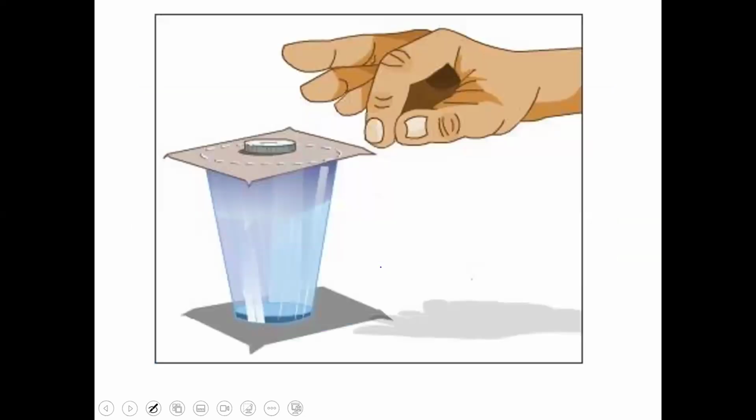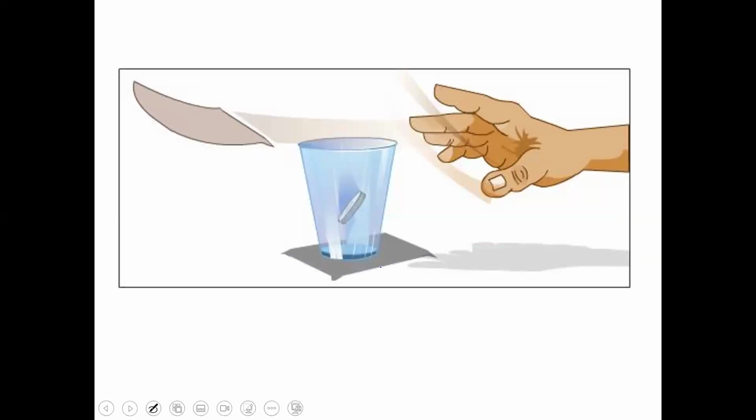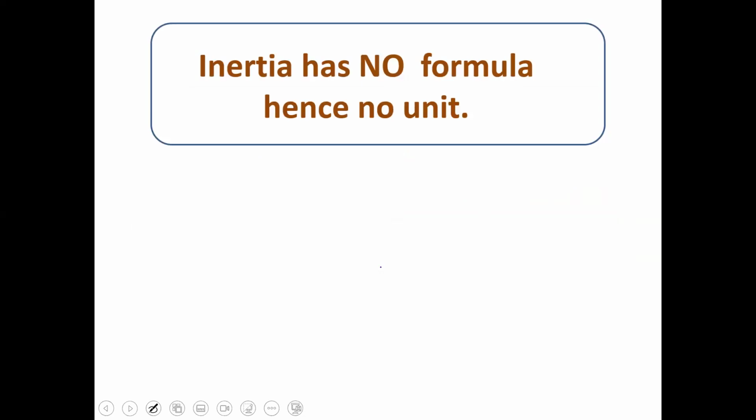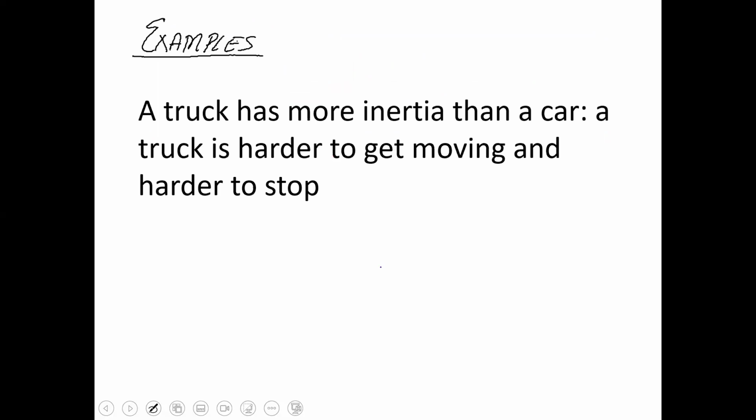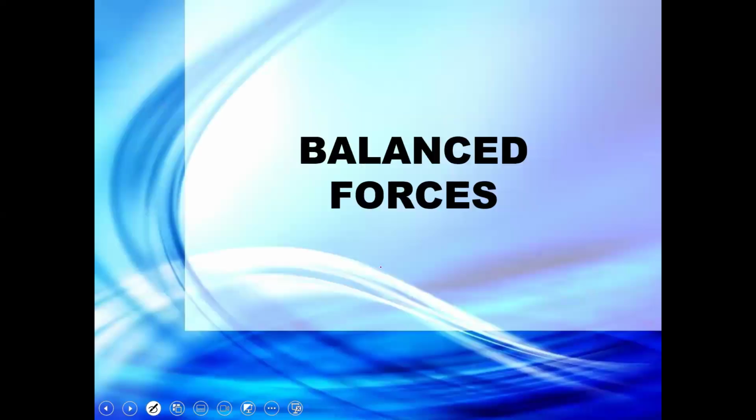Inertia is the property of mass. Look at this click. If I click this card, the coin will fall in the glass due to inertia. Inertia is an observation. Inertia has no unit. Inertia is due to mass. For example, a heavy truck is moving on a road. The inertia is due to the mass of the truck.